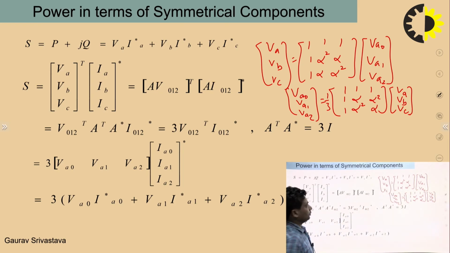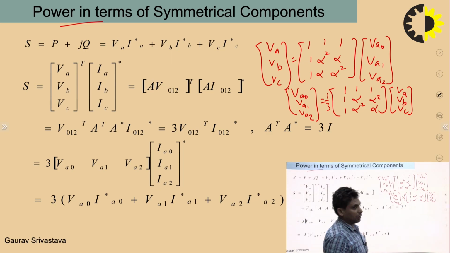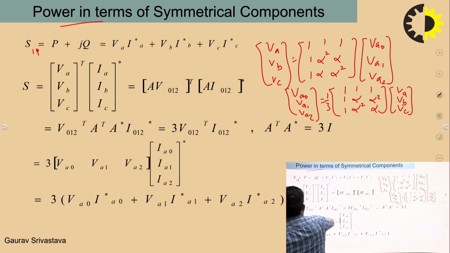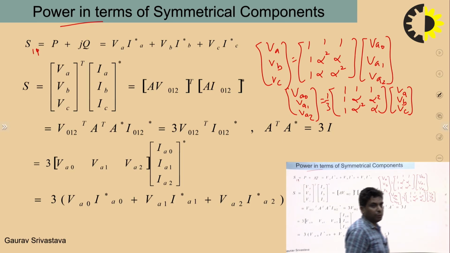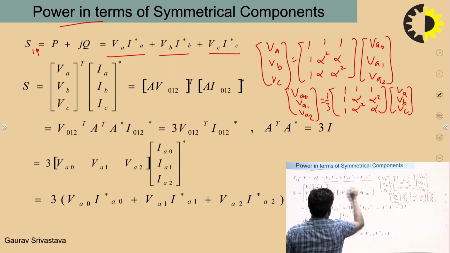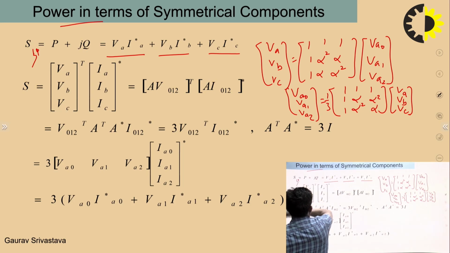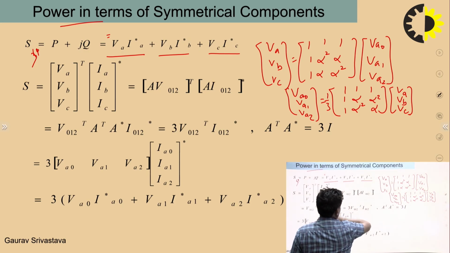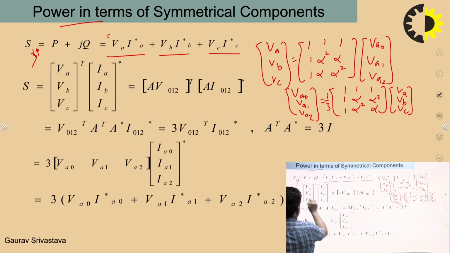Now we will discuss the power in terms of the symmetrical components. We can easily see that for a single phase, the power is given as P plus jQ, the active and the reactive power, with respect to phase A. So for the single phase we can conclude it as VA IA conjugate, where we are using the current conjugate. Similarly, the phase B power and the phase C power are VB IB conjugate and VC IC conjugate. So that becomes the equation.